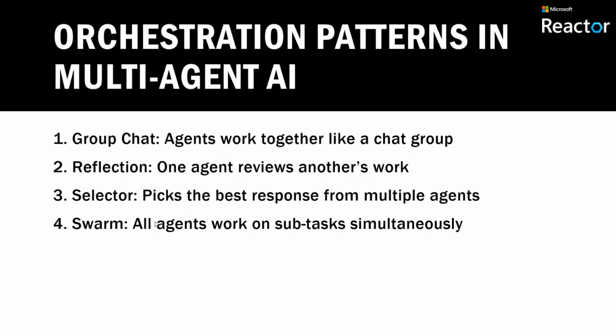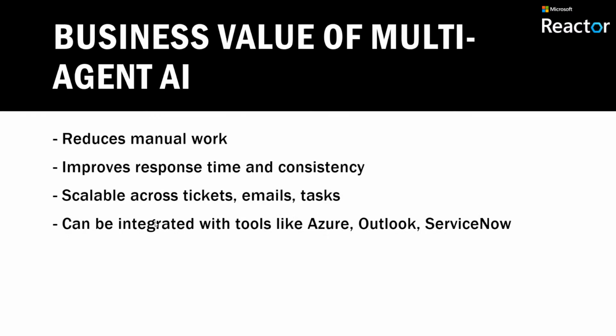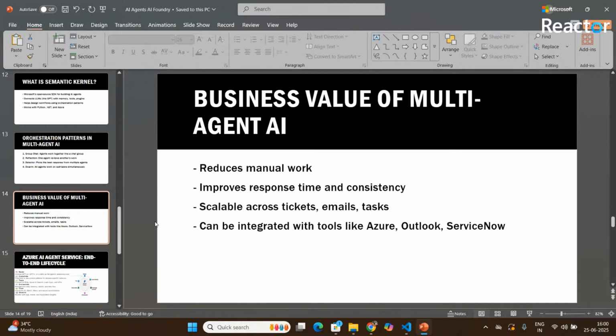So now we understood the orchestration patterns which are available under multi-agent AI, right? Now let's move on and try to understand what it does in terms of business value. It would help you in reducing the manual work being done, and also help in reducing response time and improving consistency, and different kinds of things can be integrated with the help of agentic AI.